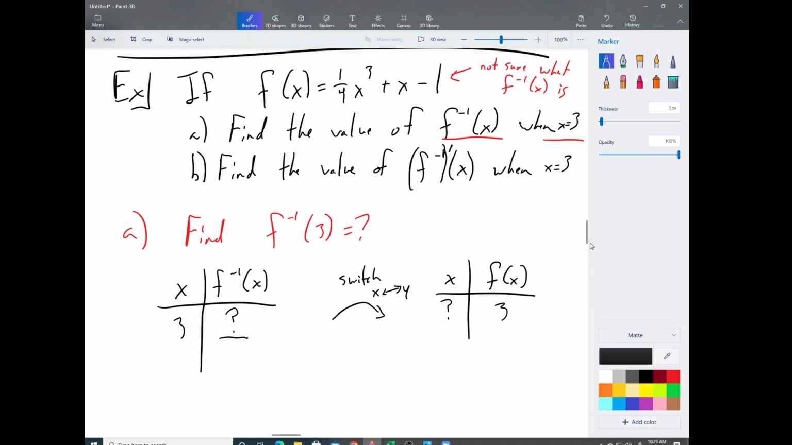So the whole idea with inverses is it's a switching of the x and the y. You can switch x and y on the graph. You can switch x and y in the table. You can switch x and y in the equation. It's always a switching of x and y. So I'm going to use that to my advantage with the graph. And give me a quick second to get the graph over here.